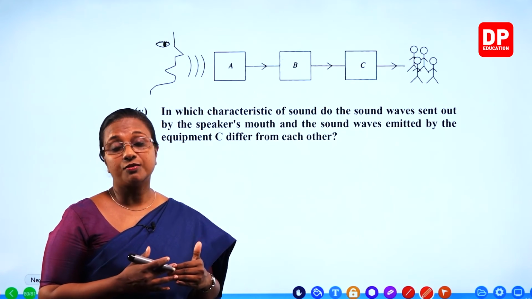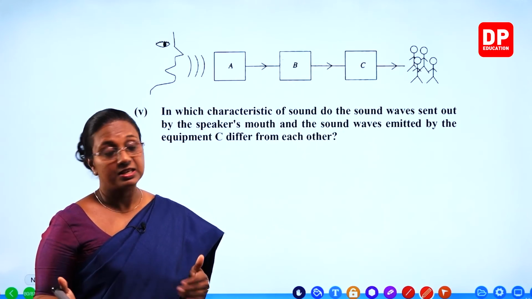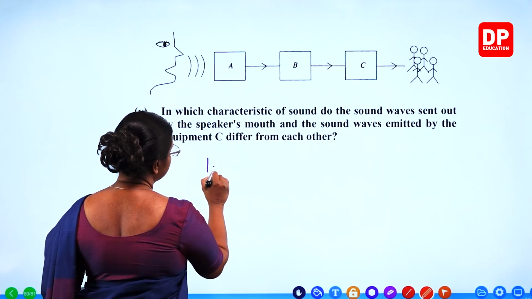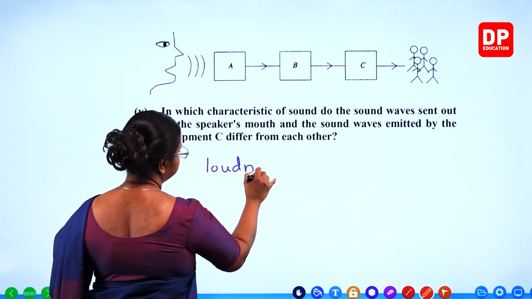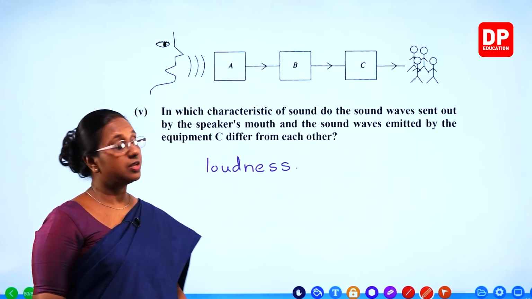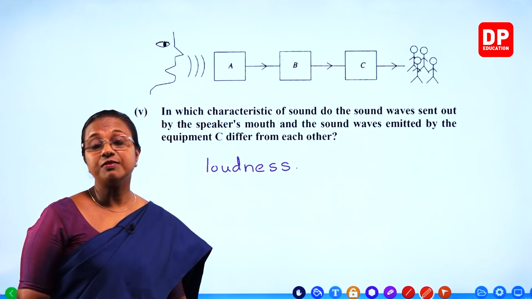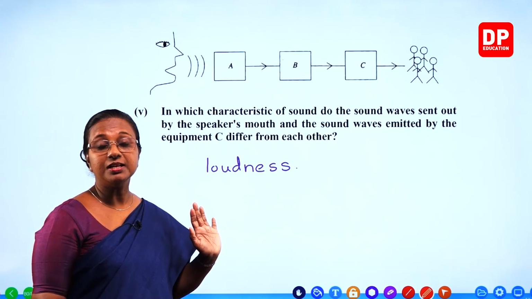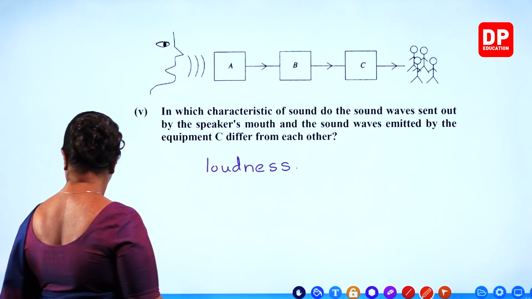So the loudness of the sound is increased. That is what you need to write. The characteristic of sound is loudness. That is the purpose of having these, no student? Increase the loudness of sound. So with that, we will move on to the next part of the question.